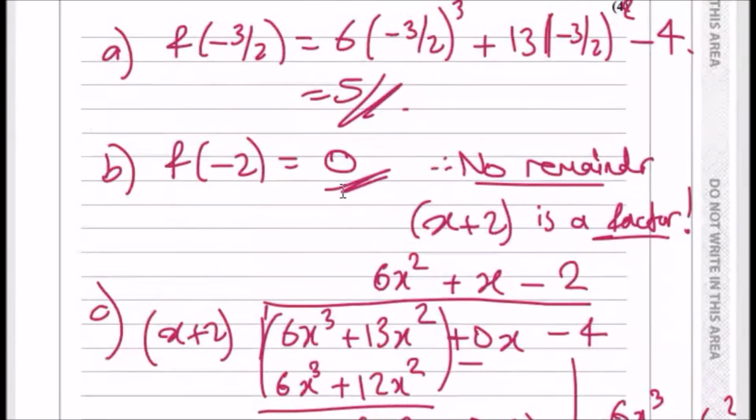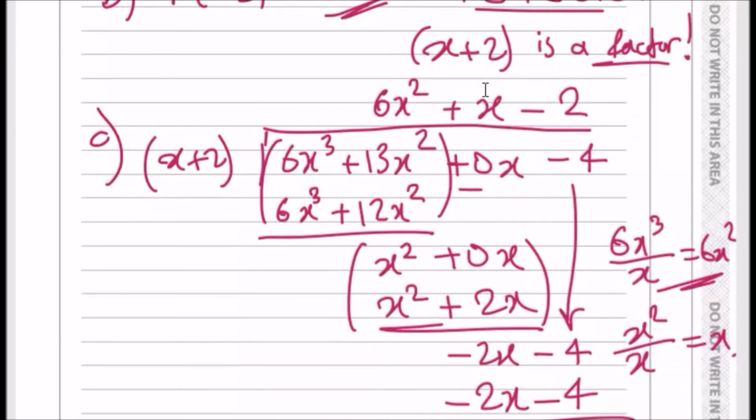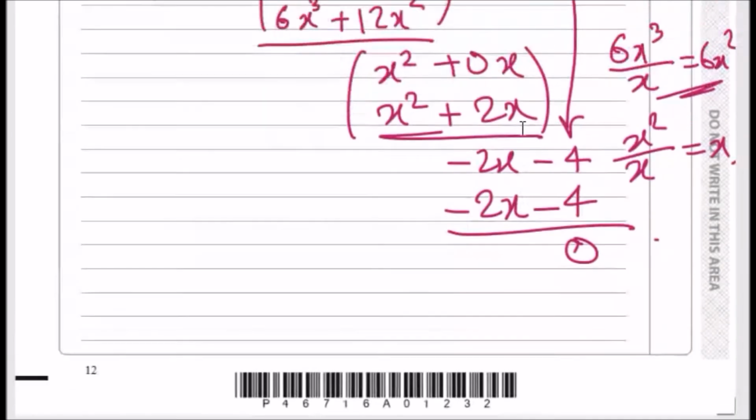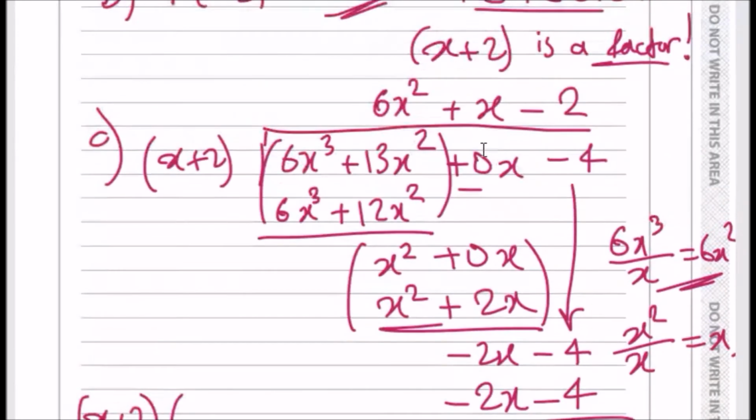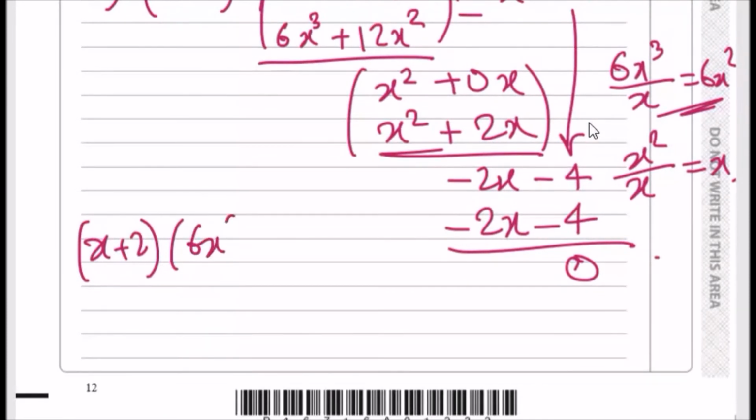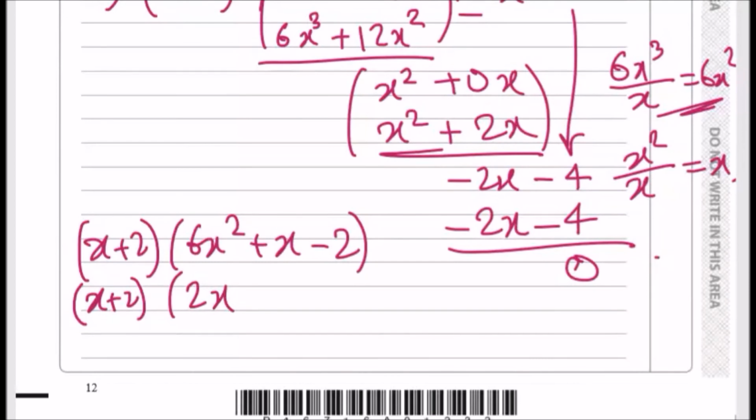So now, the final step is to fully factorize. We need to also factorize the quotient bit here, the quadratic bit. So let's write down what we've got so far: x plus 2 times 6x squared plus x minus 2. Now this one's obviously a bit more annoying, so it just comes with trial and error. I'm just going to go out on a limb here and assume it could either be 6x and x in the two brackets, or 2x and 3x. I'm going to try 2x and 3x first. My tip for these ones is to just use trial and error, honestly, because it's a lot better than thinking too hard about it.